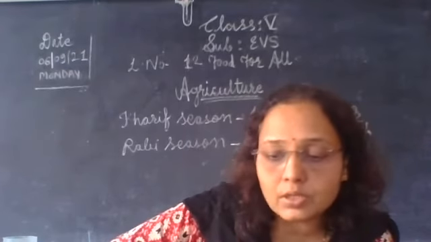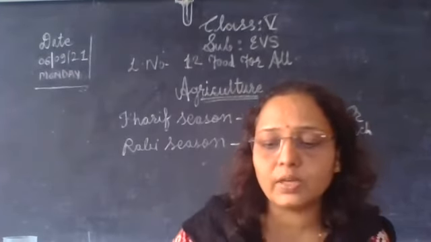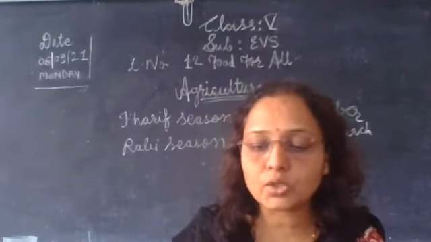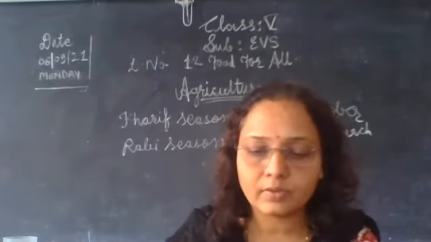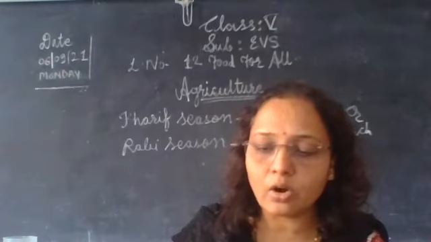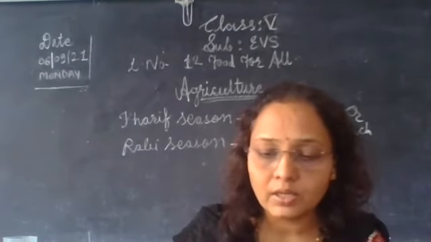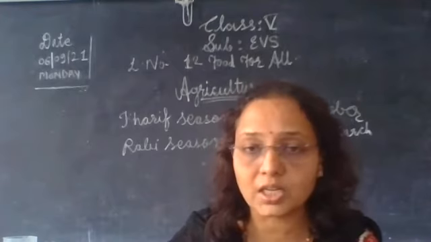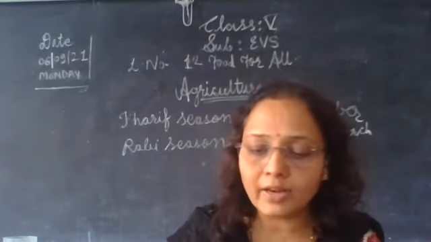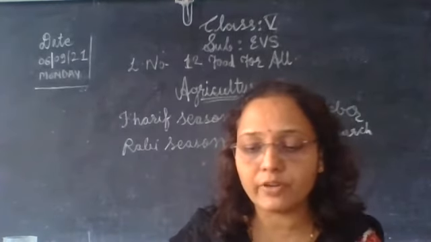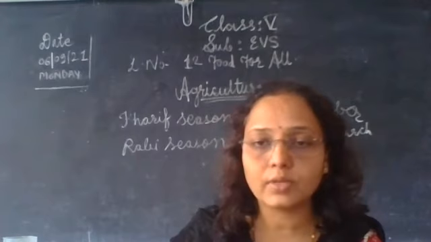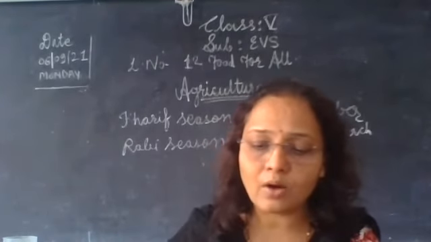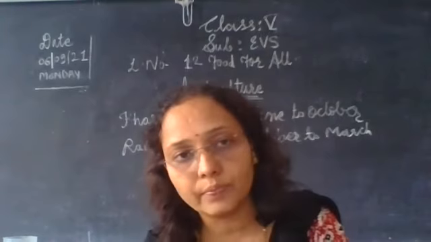Improved seeds we use. Earlier, it was customary to preserve the seeds of one harvest for sowing in the next season. Those seeds did not have a high yield. Nowadays, improved seeds are developed through research. They are available in the market for every crop such as jowar, rice, groundnut, wheat. These have a higher yield.